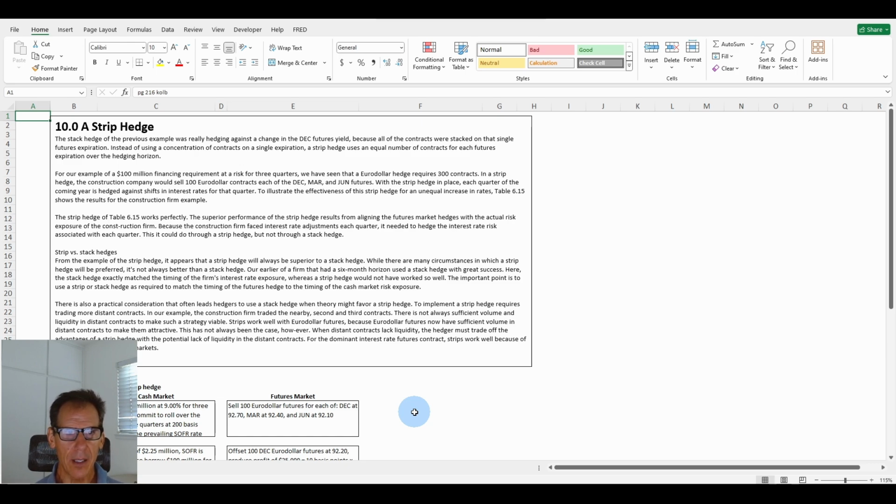Let's briefly talk about a strip hedge. The stack hedge of the previous example was really hedging against the change in December futures yield, because all of the contracts were stacked on that single futures expiration.